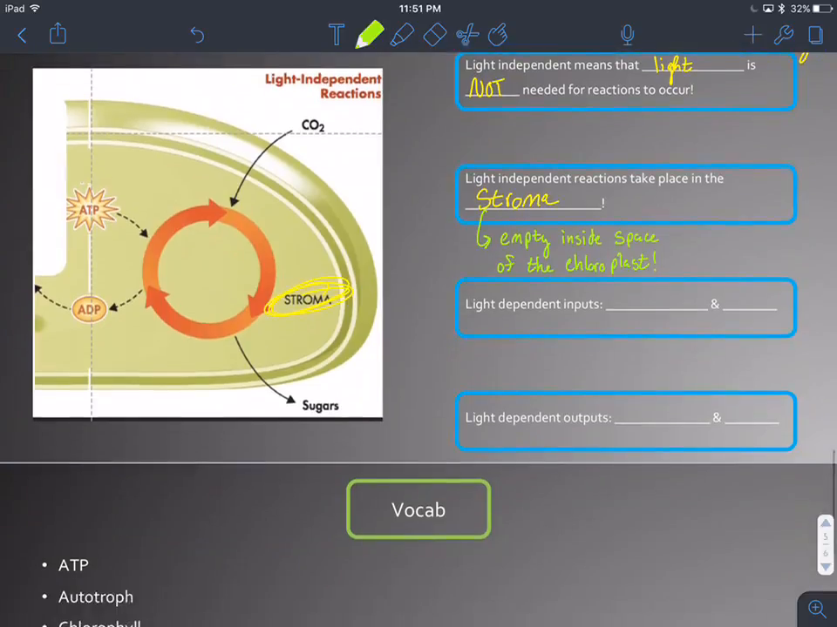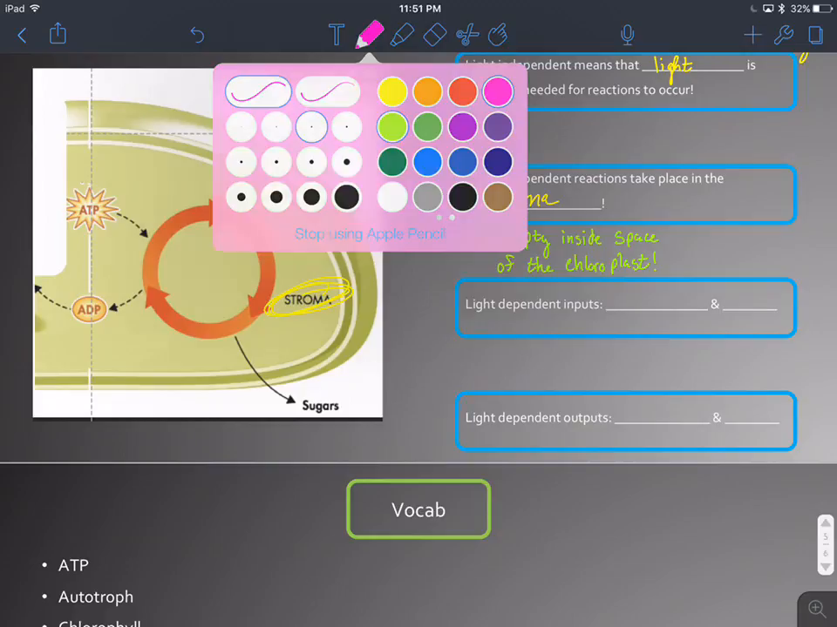All right. Now, we also have two inputs for light-independent reactions. The first one is our ATP that we actually just made from our light-dependent reaction. Okay? So we have that ATP, and we also have carbon dioxide. Our two outputs are ADP. Now you guys should remember that ADP right here, this guy only has two phosphates now.